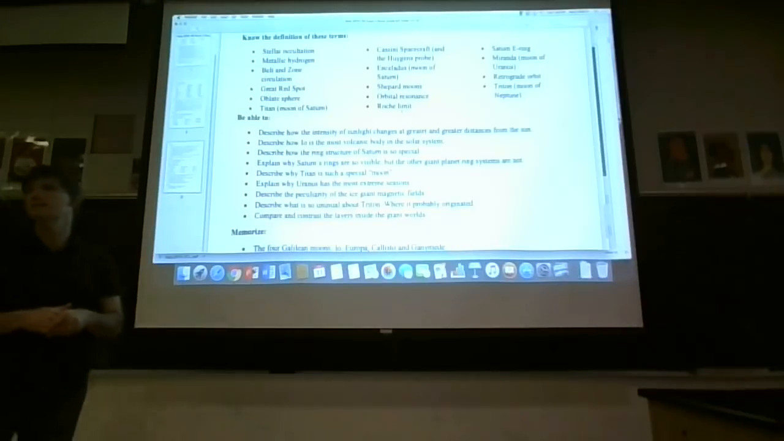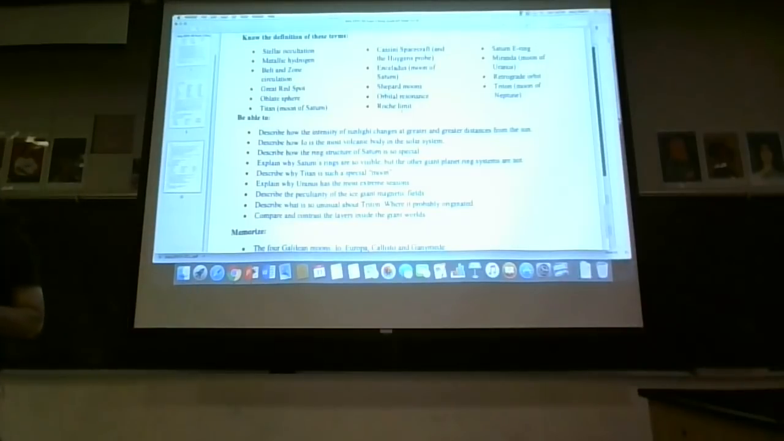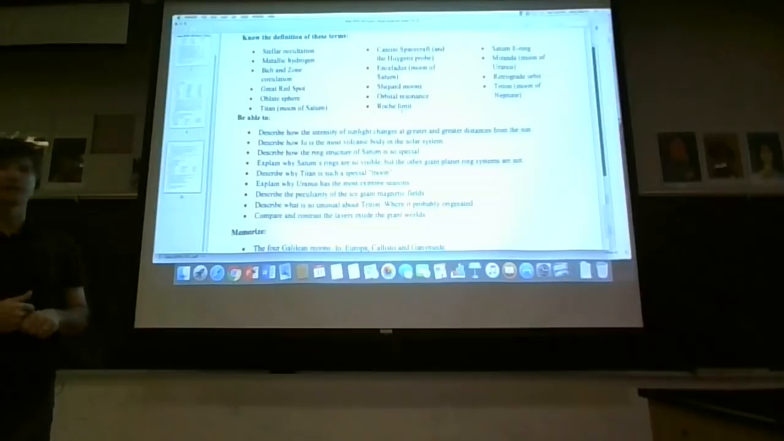So if you get a chance, Saturn will be up a little bit later in the evening, but at the star party in July, you should be able to see Jupiter and Saturn at the same time. I mean, the same night. Okay, why are Saturn's rings so visible but not the other giants?